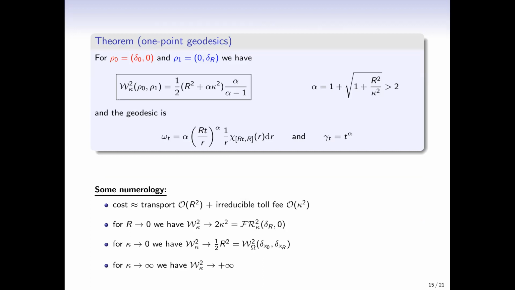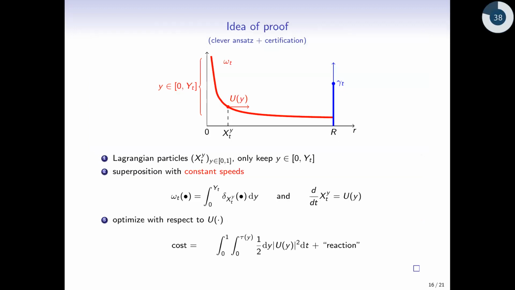So let me maybe skip the numerology because I need to move on, but let me give a quick idea of proof. In order to make everything rigorous, I can use the previous certification theorem. I gave you a theorem saying that if you find a pair of solutions to the continuity equation such that blah, blah, blah, then necessarily you're an optimizer. It's a sufficient condition. Then all I have to do now is find a clever ansatz and check a posteriori that my ansatz does satisfy my optimality conditions. And this is exactly what I'm going to do.